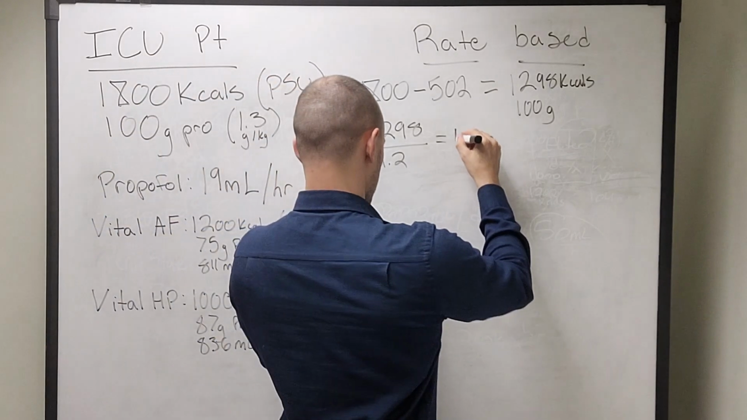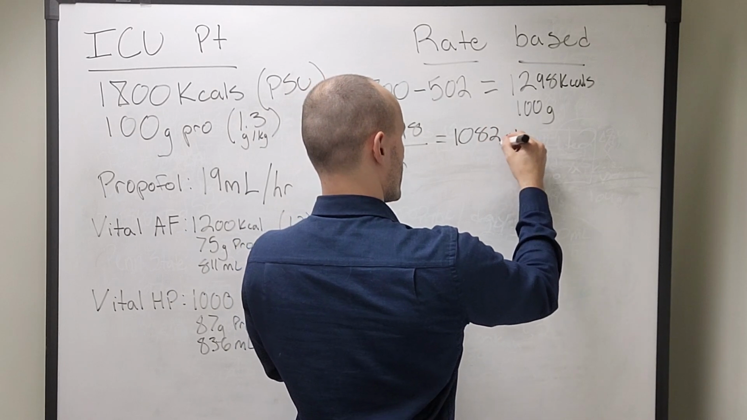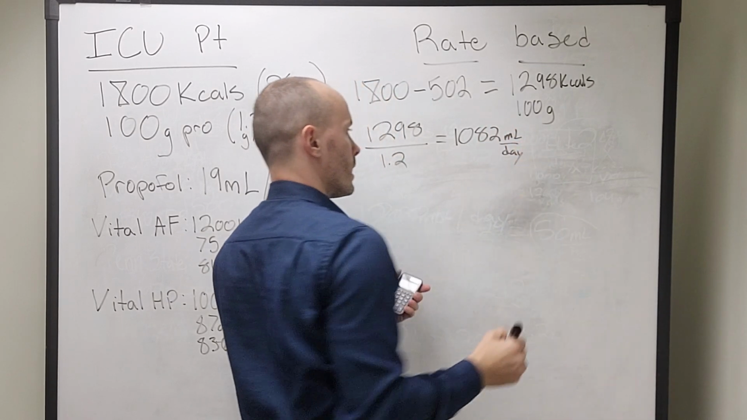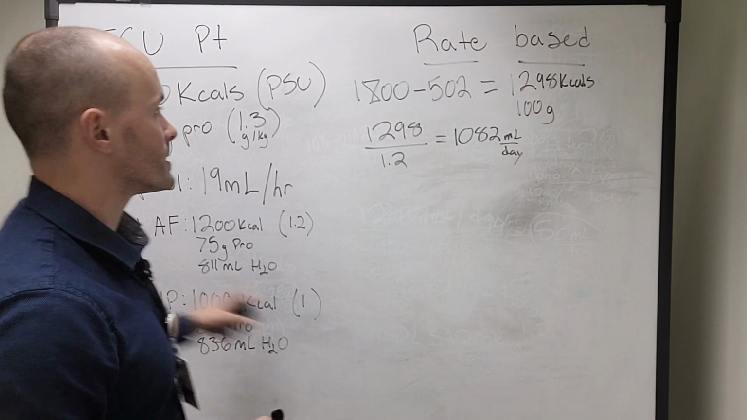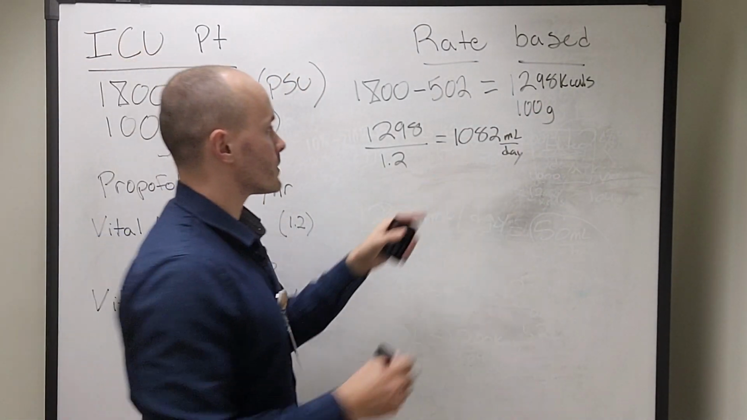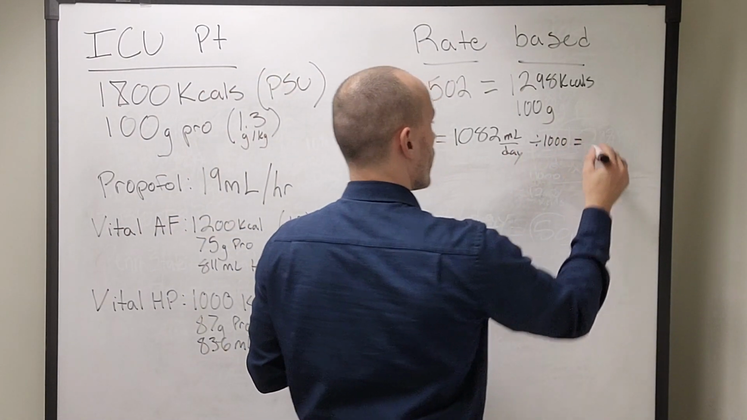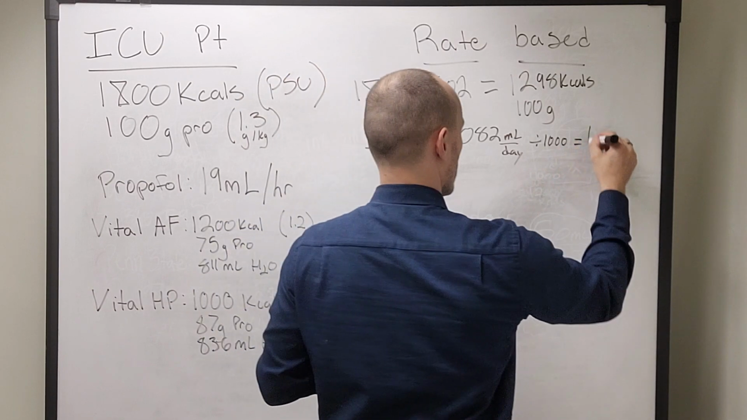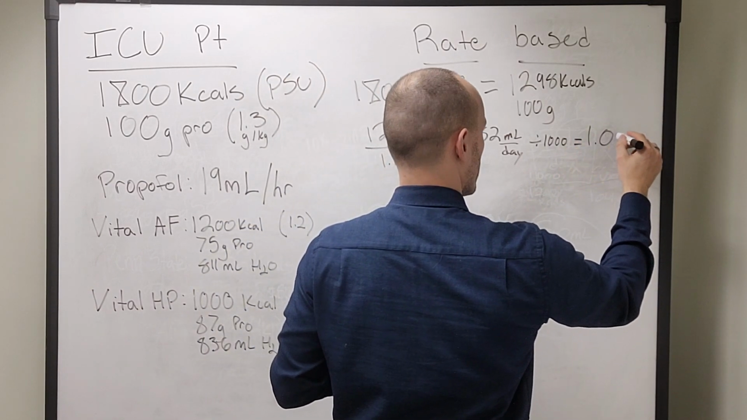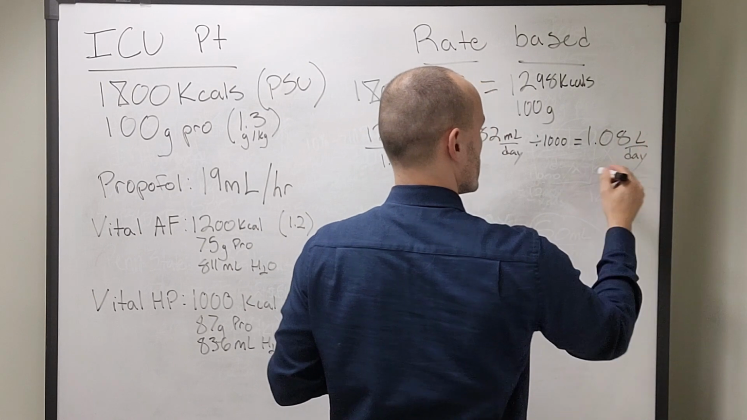So this gives us 1,082 mils per day of Vital AF to meet their calorie needs. That's what that means. And then we divide by 1,000 to get our multiplier. That's 1.08 liters per day of formula.